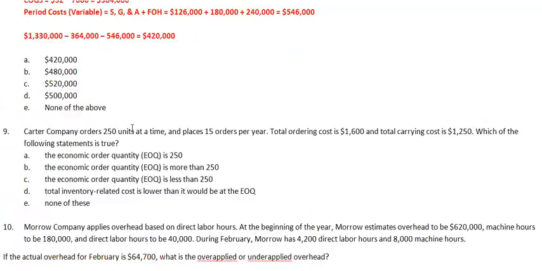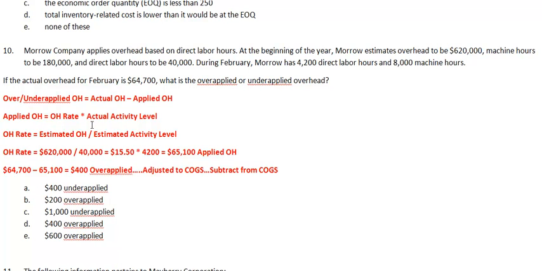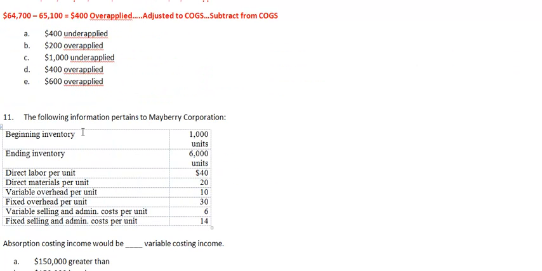6, 7, and 8 we went over in class. Number 9 you want to delete. 10 we went over in class.